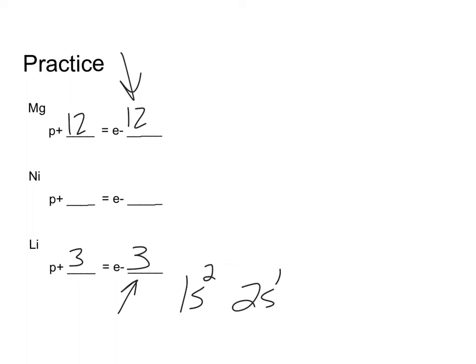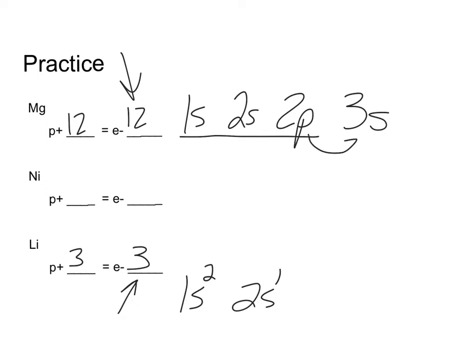Which means in order to get up to 3s, Aufbau's rule says everything that came before that has to be full. But I have to get up to 3s. That's where magnesium lives in the periodic table. So I know I'm going to have to use 1s, 2s, 2p, and 3s. I'm going to have to use everything before I get to 3s.